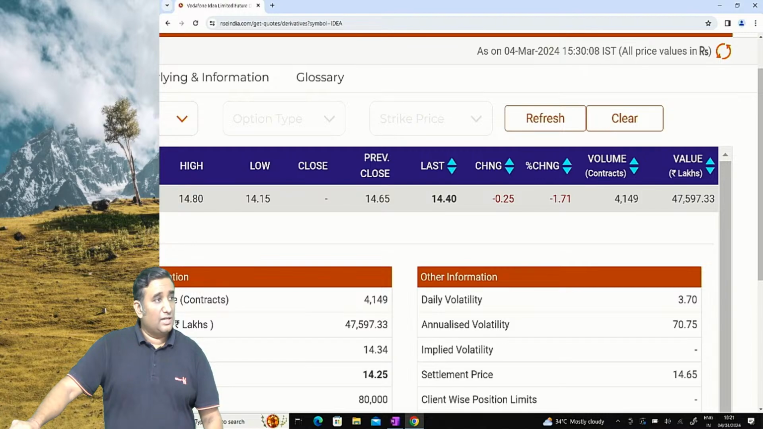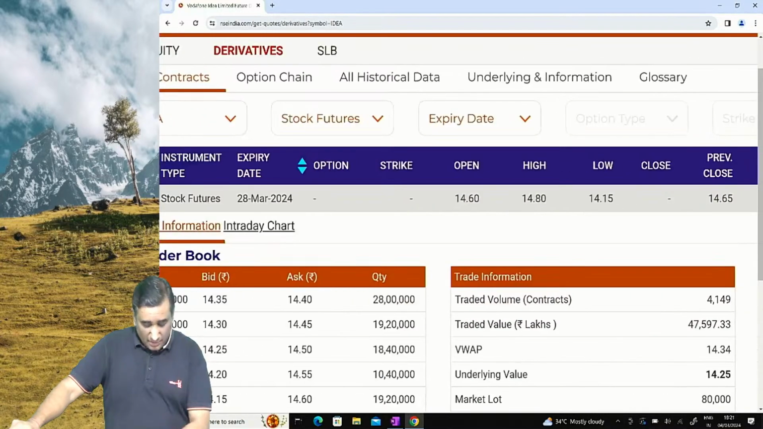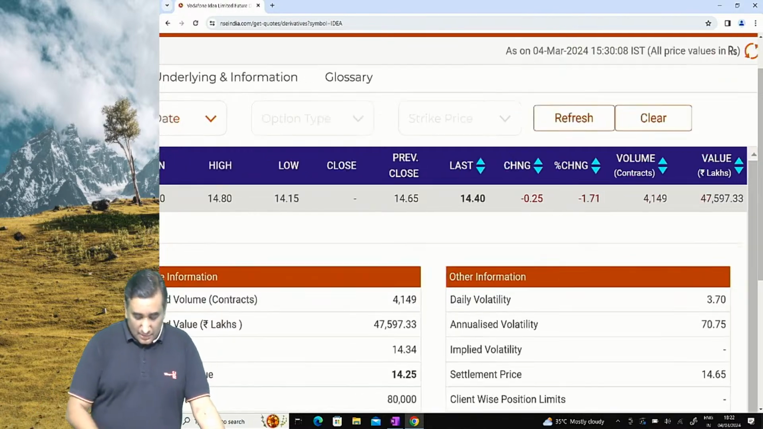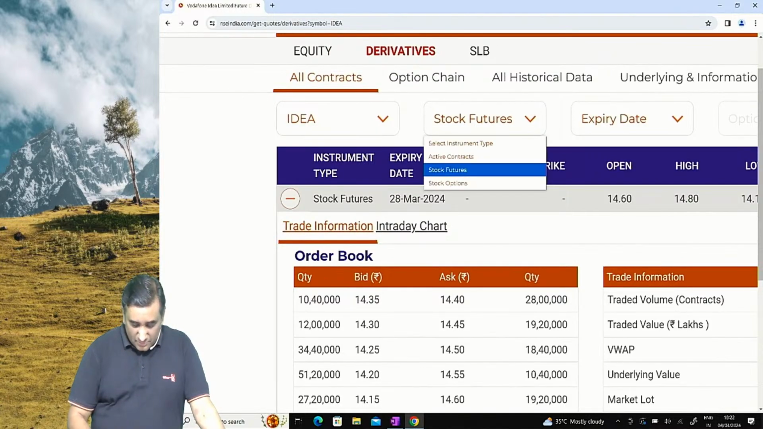Settlement will take place on the last Thursday of the month, that's 28th March, and the rate is 14.40. The difference between this rate and the rate of the cash market is because of time value of money. So we'll learn that time value of money; as the timing goes down, the rates will start coming nearby. Then the second type of market is the option market.